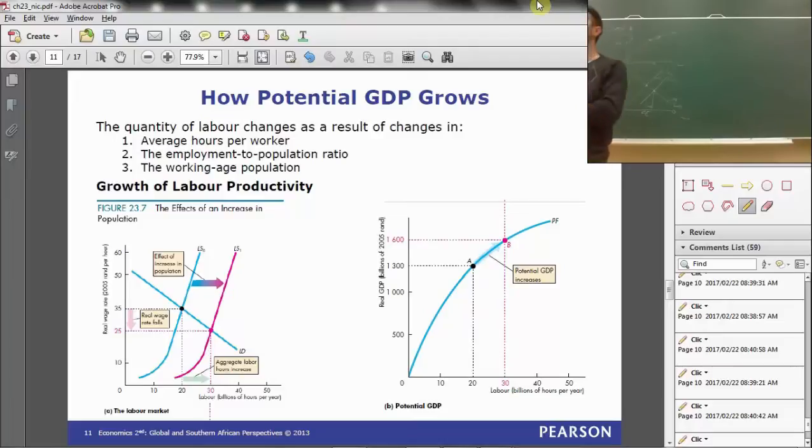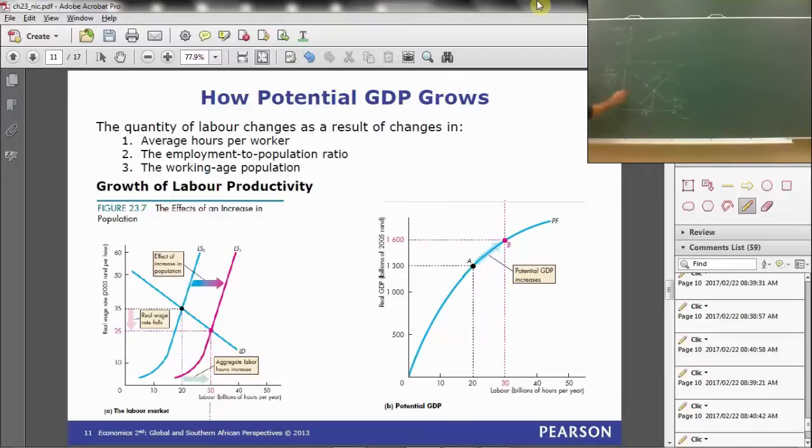That would make sense. So if there's some kind of advancement that makes my laborers more productive, my labor demand curve shifts to the right. In other words, at any given real wage level, I'm prepared to employ more people. Or alternatively, for any level of employment, I'm prepared to pay now a higher real wage, right? Because my laborers are more productive.